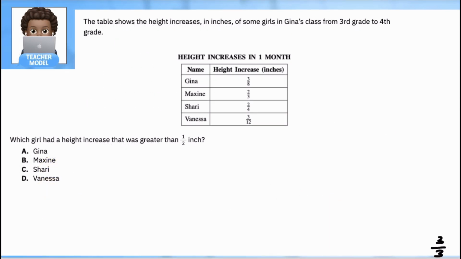You've seen me model a few times. Now it's your turn to try one out in the guided practice. I'll read the problem to you. You'll hit pause and work through the problem. The table shows the height increases in inches of some girls in Gina's class from 3rd grade to 4th grade. Which girl had a height increase that was greater than 1/2 inch? Was it Gina, Maxine, Sherry, or Vanessa? All their height changes are listed in the table. Hit pause and work out the problem.